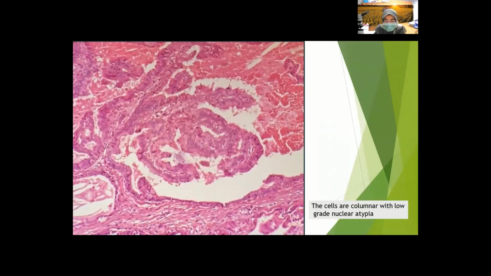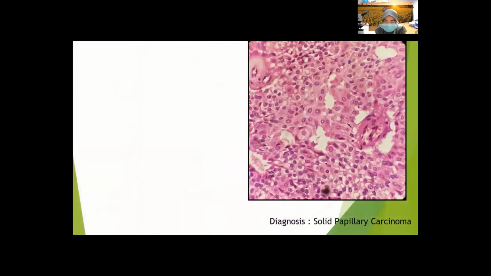So this is the papillary architecture. You can see the lining cells are columnar with not that great atypia, but low to moderate nuclear atypia can be appreciated. Hardly can we see any mitosis.